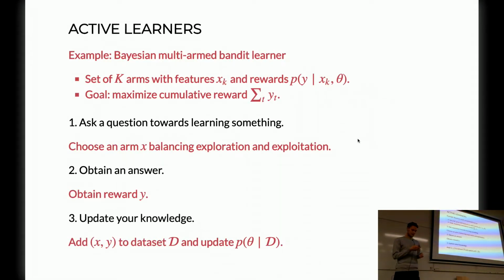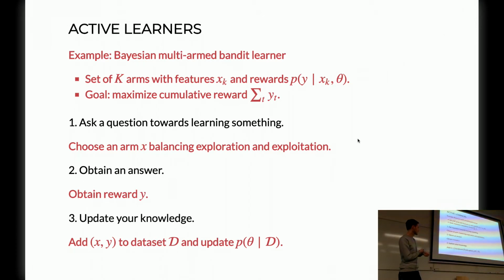Another example is multi-armed bandit learners. So here, instead of having a pool of data, you have some set of arms which are associated with some features, or we assume so in this work. And then there's some reward distribution depending on the arm and its features. And the goal is to sequentially pull arms such that you maximize the reward that you get from pulling the arms. And now it's quite similar to the previous one.